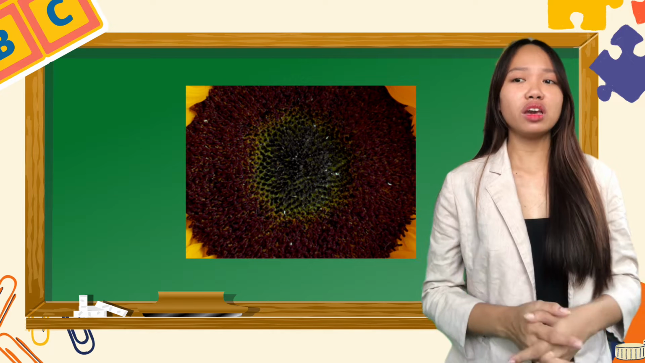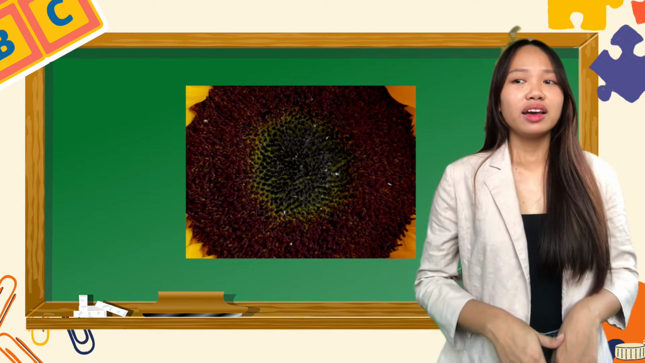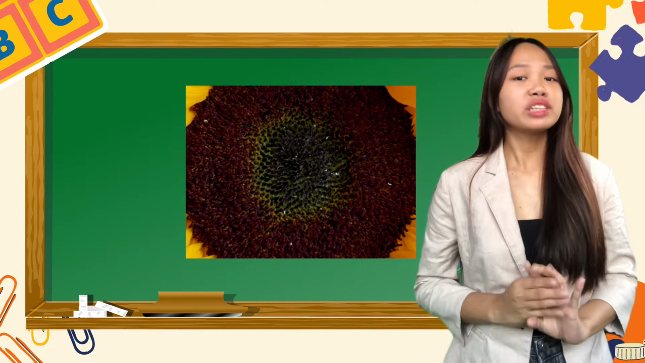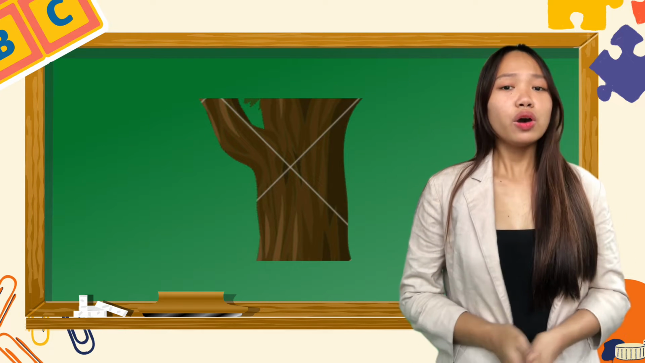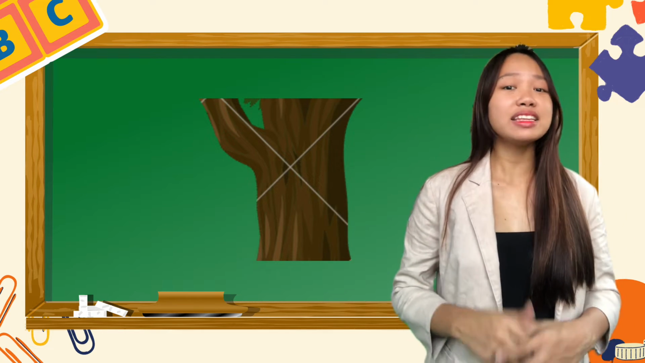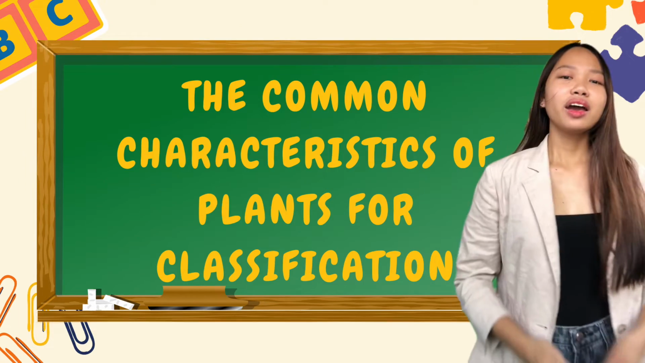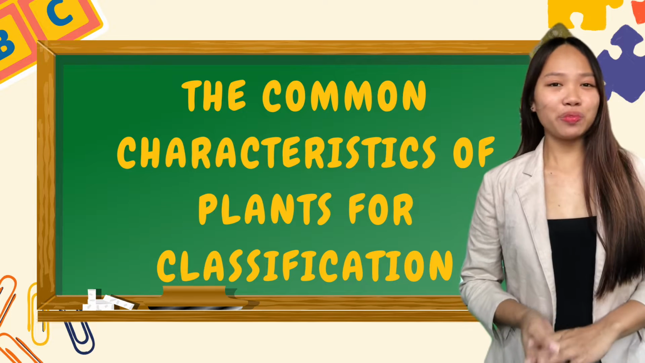No, that's not a bee or a fly. It is a sunflower, and a sunflower is considered a plant. No, that's not soil. It is a narra tree, and it is considered a plant. Very good, class. Thank you for participating.